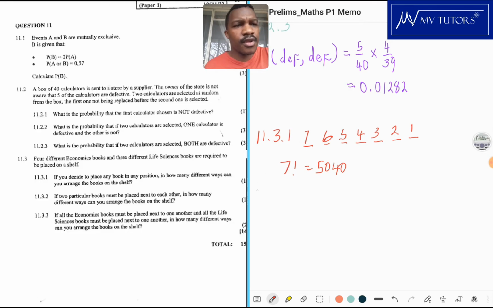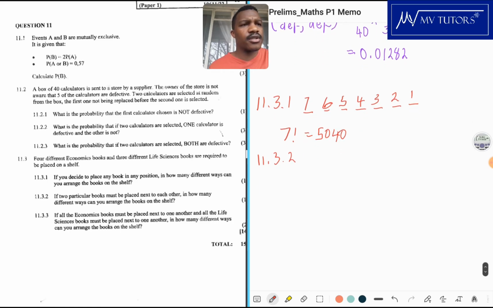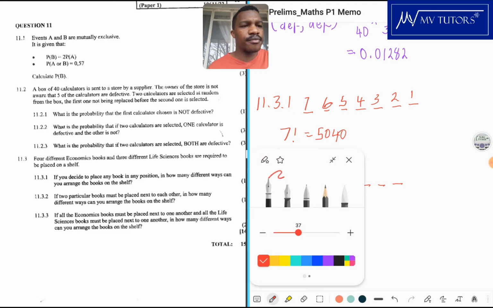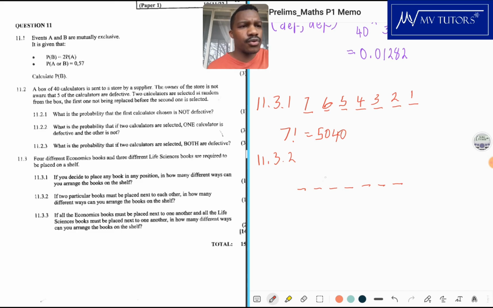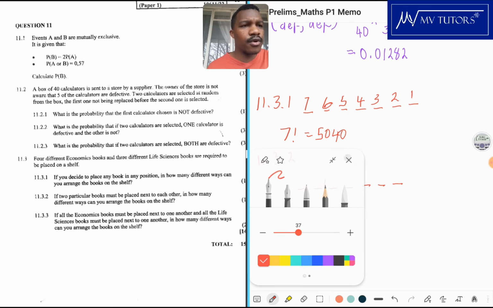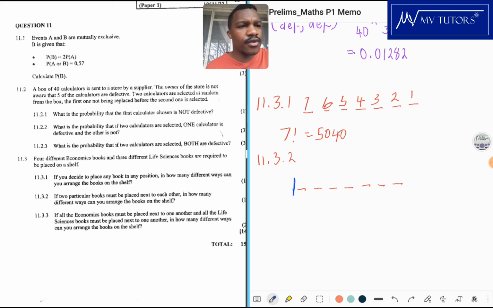Let's see the next question, which is 11.3.2. It says now, if 2 particular books must be placed next to each other, in how many different ways can you arrange this? Okay, so still we've got 7 positions: 1, 2, 3, 4, 5, 6, 7. But now, look what's happening here. They're saying we must group them. If I group them, that means two are available for this position. I just want to change the color. Let's go blue. So it means 2 of them are sitting together. These 2 are going to count as 1 position.